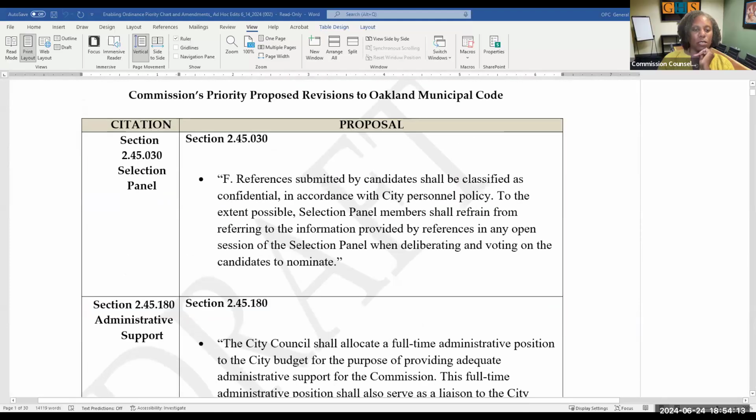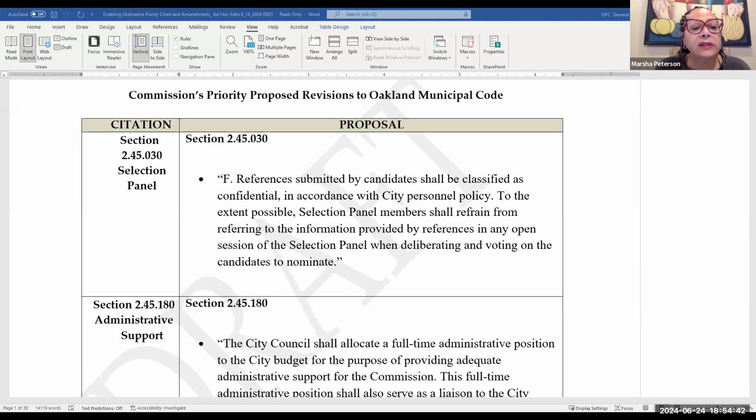And if we want to discuss this, we can also discuss the comment in the second document, because the second document actually starts with this proposal. And there's a concern that the Brown Act may actually have some impact on this proposed revision. So we're asking that the selection panel, with respect to references submitted by candidates, shall be classified as confidential in accordance with city personnel policy.